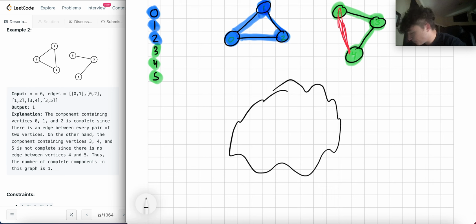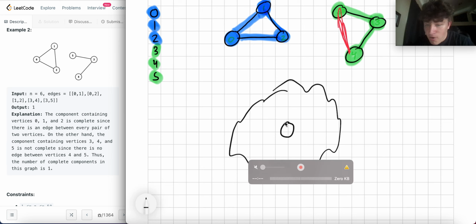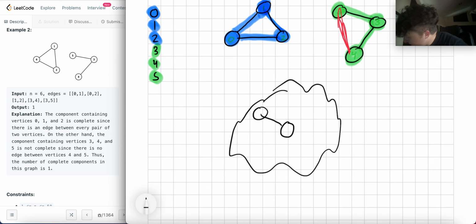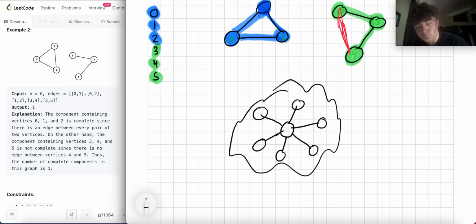There's one node in this connected component, and it has a connection to all the other nodes in the connected component, right? But the only way this connected component is complete is if for every node, they have a direct connection. So that means that this node has to have a connection to every single other node within the connected component, right?